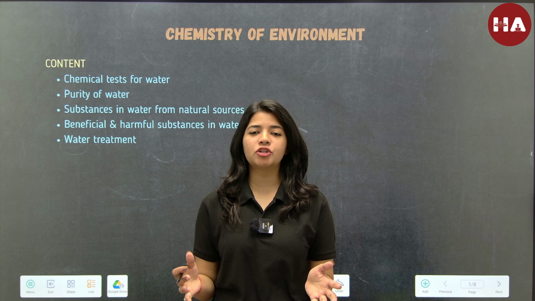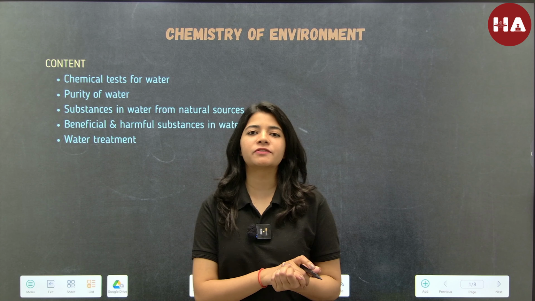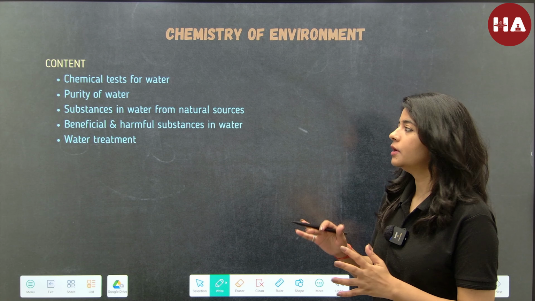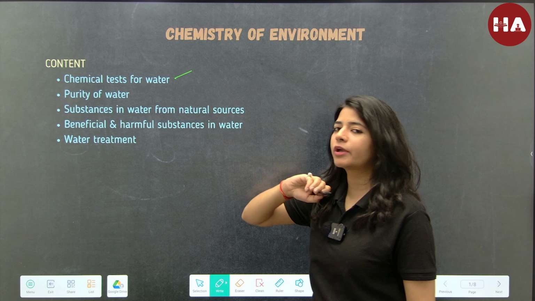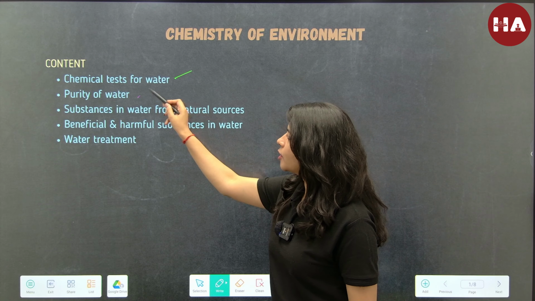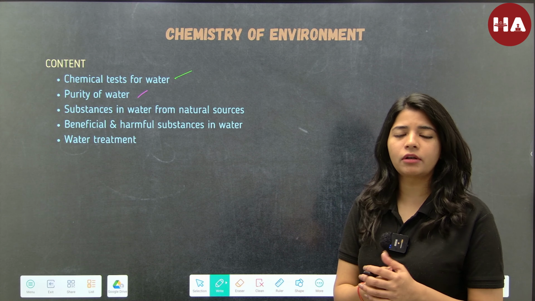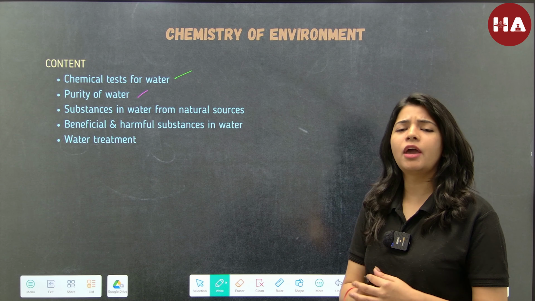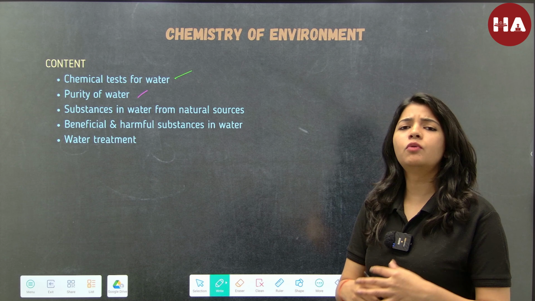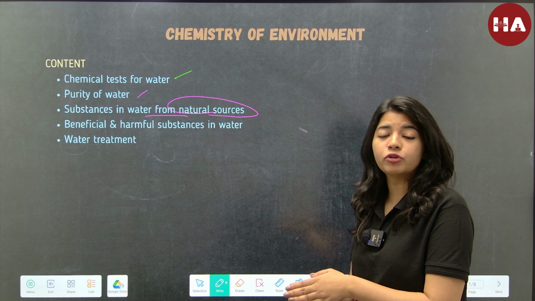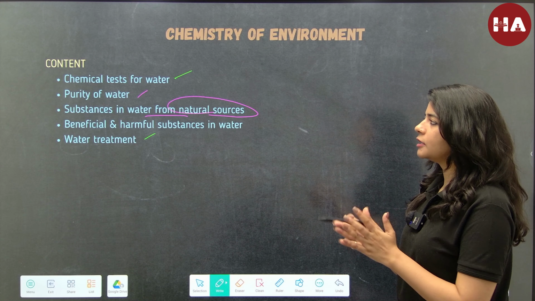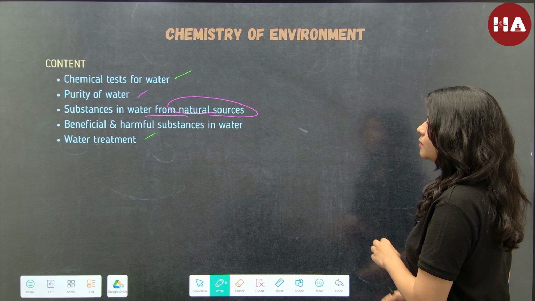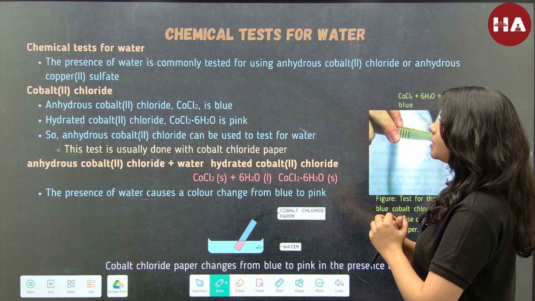Before we dive into this chapter, let's first look at all the topics which we are going to cover in this particular video. First we are going to talk about the chemical test for the presence of water. So there are two chemical tests. We are going to talk about both of them. Then we are going to talk about the purity of water. How do we test if the water sample which we have is pure or not, and what is distilled water. Then substances in water from natural sources. Then we are going to talk about beneficial and harmful substances which are present in the water. Then the water treatment. Okay, so I hope you are ready to dive into this chapter because this is going to be very exciting. First, let's talk about chemical test for water.